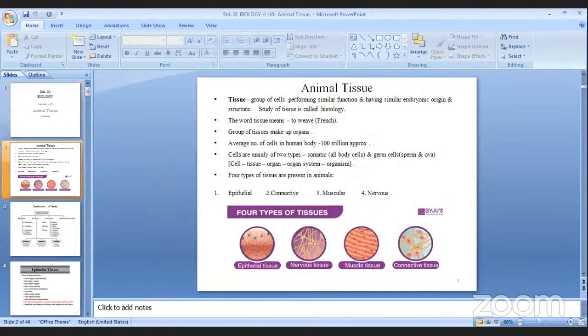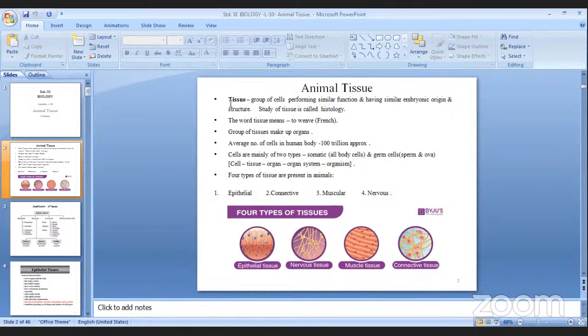Now here comes the animal tissue. Let's understand first what is tissue. Before that, we should know what is cell. We have already studied that cells are the basic structural and functional unit of life, isn't it? So the group of cells forms the tissue. Now here you can see this flow statement, that is cell forms tissue, group of tissue will form organs, organs will form the organ system, and then all organ systems form an individual or an organism. Clear? So let's understand. Now, here we are going to study about the animal tissue in detail.